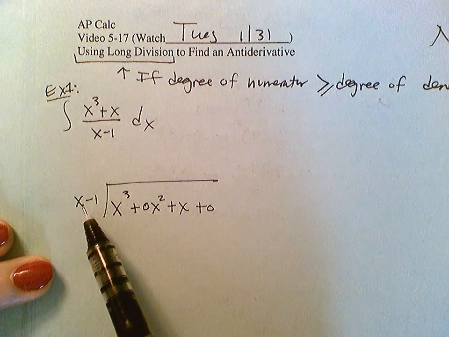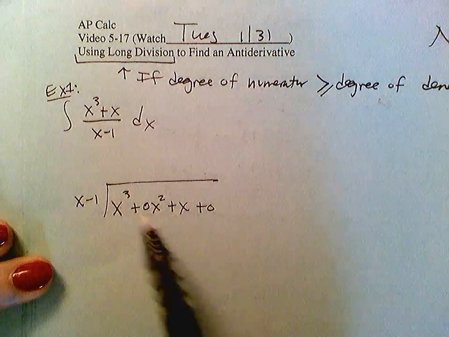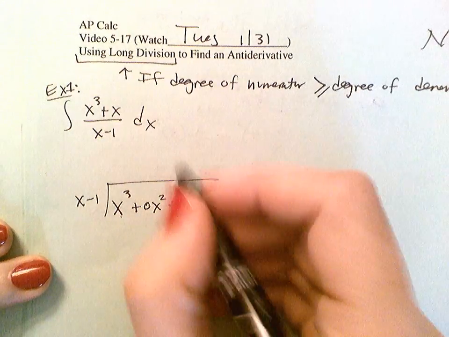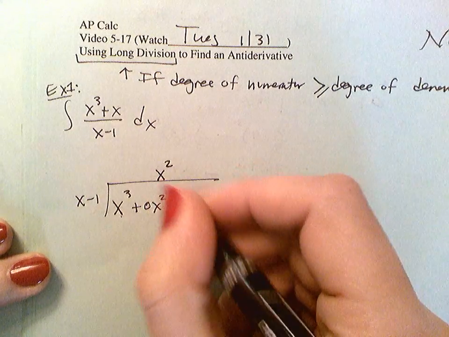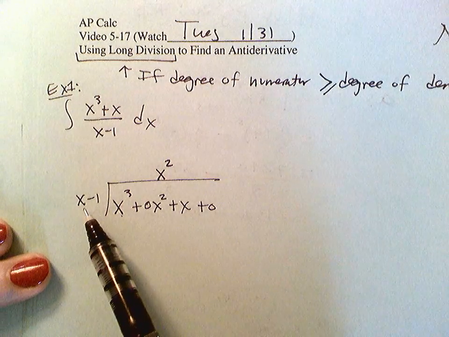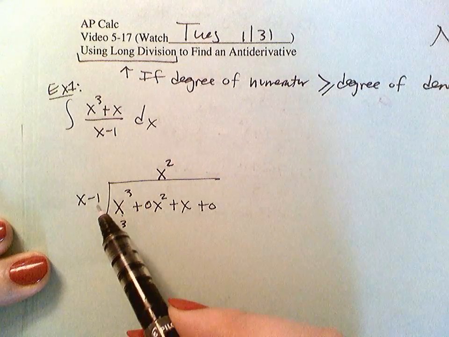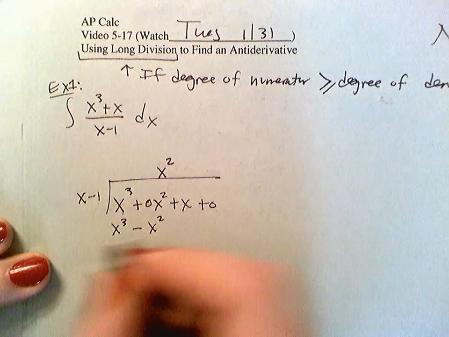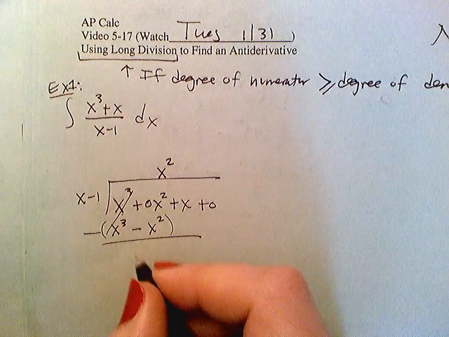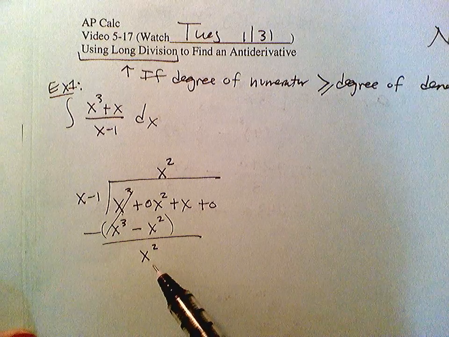So I do x to the third divided by x. In other words, what do you multiply x by to get x to the third? That's the same question asked in a different way. And the answer is x squared. So I put it at the top of the x squared column. Then I distribute this back out to that binomial. x squared times x is x to the third. x squared times negative 1 is negative x squared. And then you subtract, so those cancel. And we end up with positive x squared, because it's 0x squared minus a negative 1x squared.